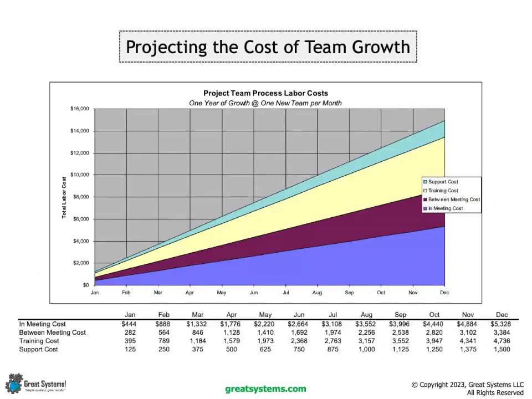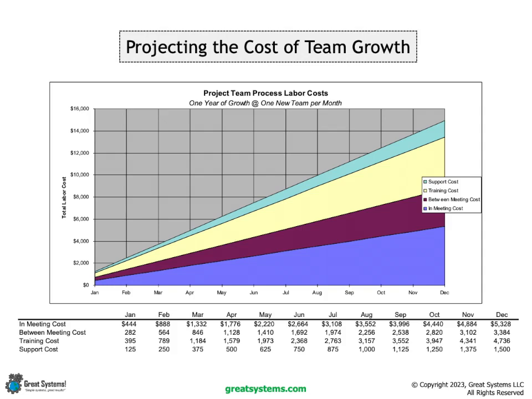Projecting the cost of team growth. Now, this is the chart I was referring to a little bit earlier where we added 1 team per month, and that's why we've got a constant appearing slope on the chart. But notice how the labor cost per month changes. For some managers, this section will be the most interesting. For others, it will be a bit daunting.